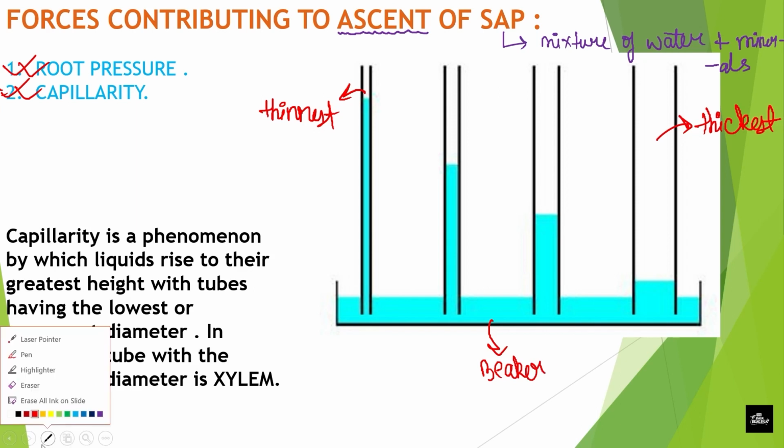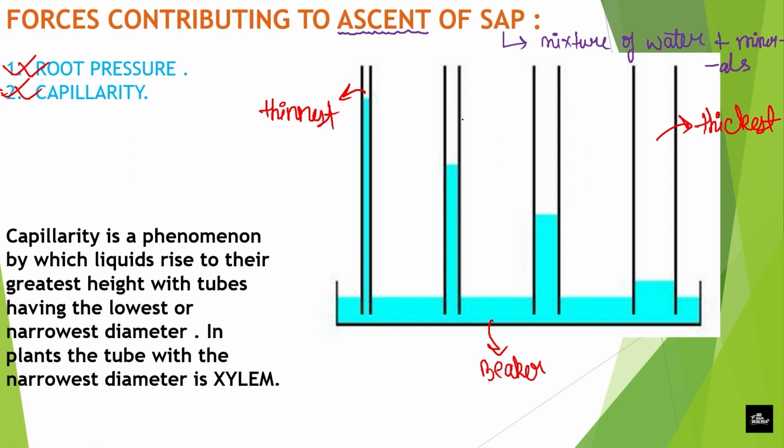Let me just use another ink. This blue thing is the liquid. This is the liquid which is used. Any type of liquid it can be. It can be water, it can be alcohol, it can be anything. We don't need to care about what kind of liquid is here. We will just understand what is happening in this whole diagram.